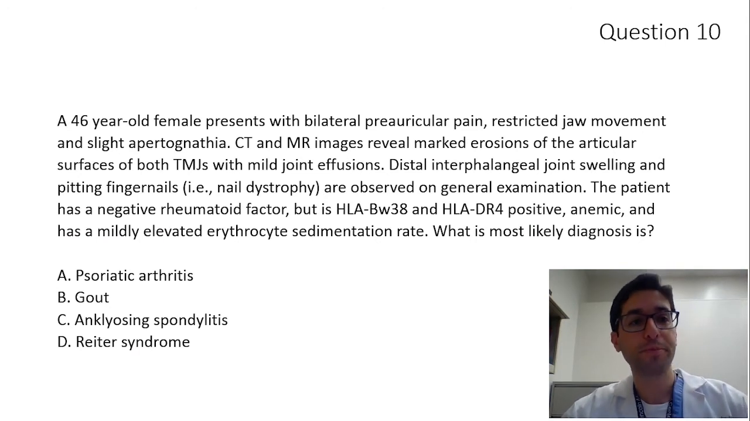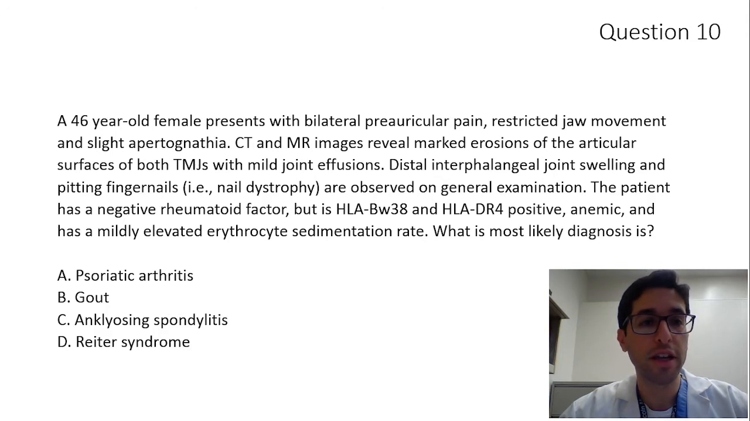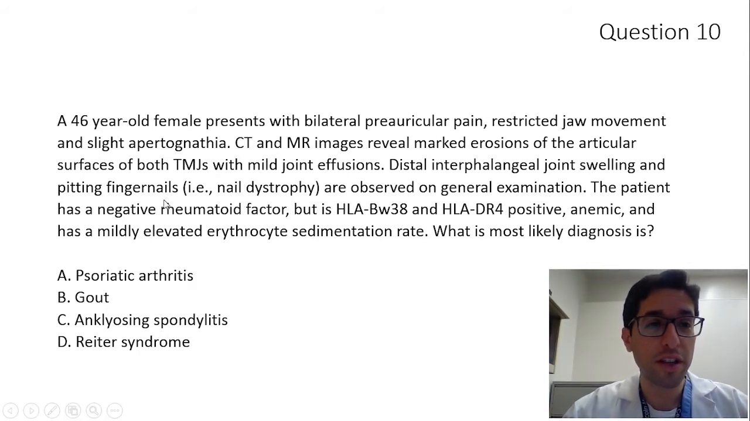Question number 10. A 46-year-old female presents with bilateral pain, restricted jaw movement, slight apertognathia, that means open bite. CT and MRI show erosions. Oh, so she sounds like a bad case. Joint effusions. Her fingers are swollen. Pitting fingernails. Nail dystrophy. Negative rheumatoid factor. HLA is positive. She's anemic, and she's got elevated ESR. What do you think the diagnosis is?